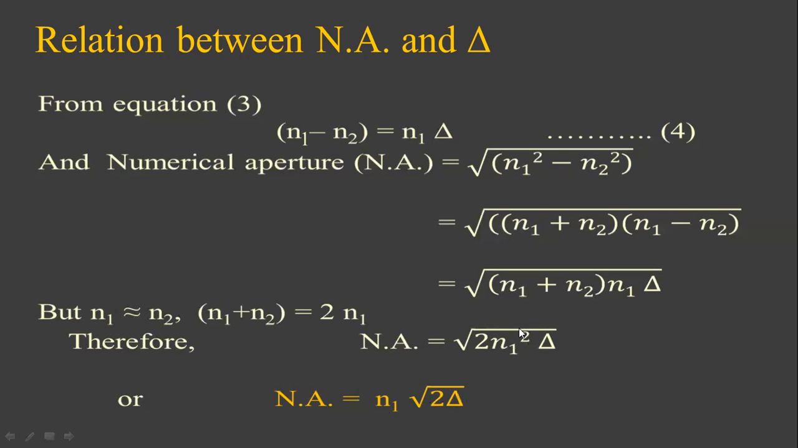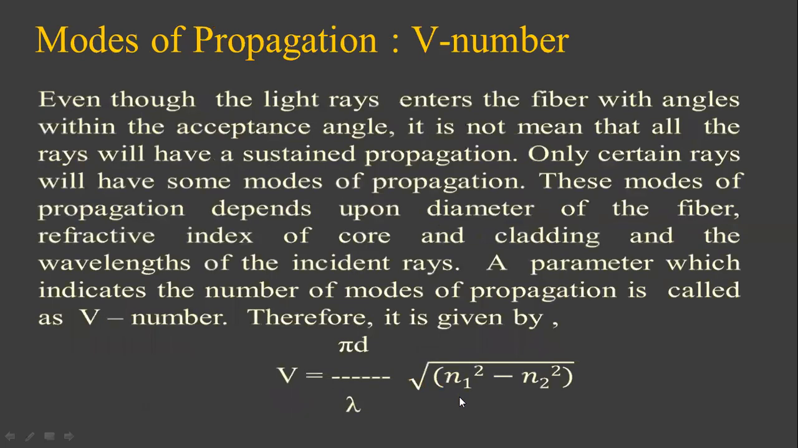This N1 square is there, so you can take this quantity out of the square root. It becomes N1, and the remaining thing in the square root is square root of 2 delta. So this is a simple relation between the numerical aperture and the fractional refractive index change delta. In the next class, I am going to discuss the modes of propagation, which is called the V number. Thanks for listening.